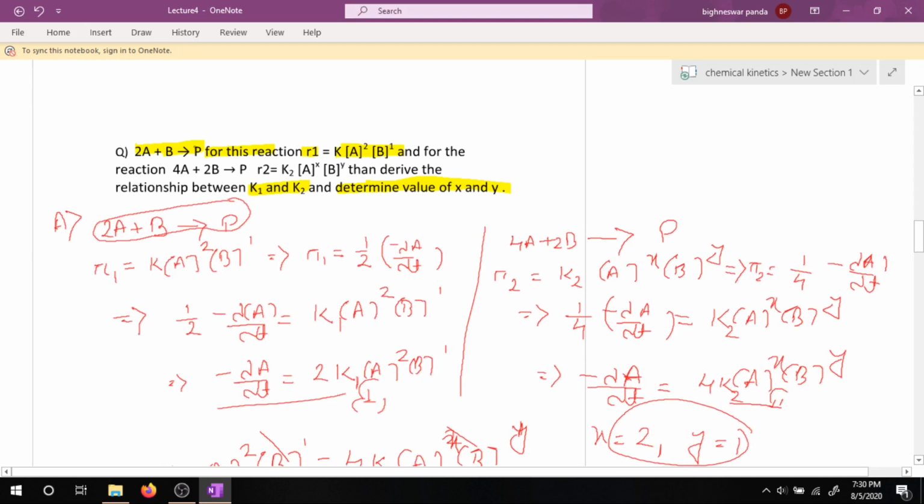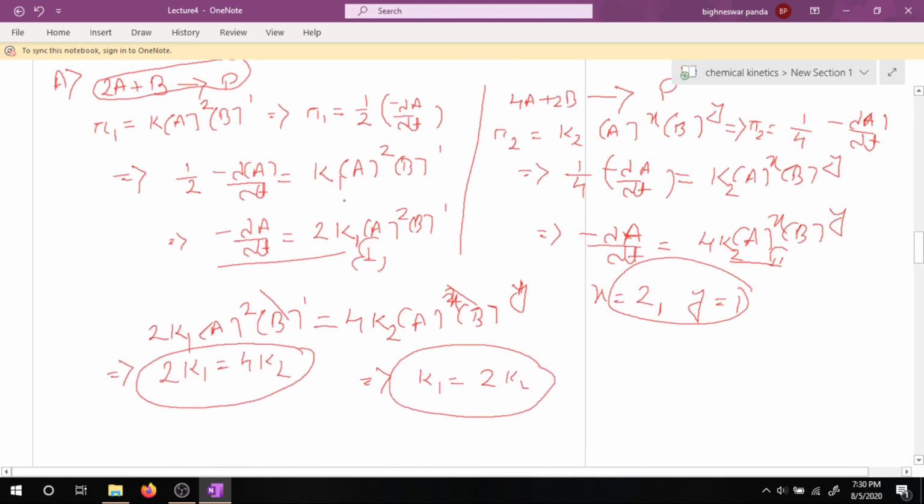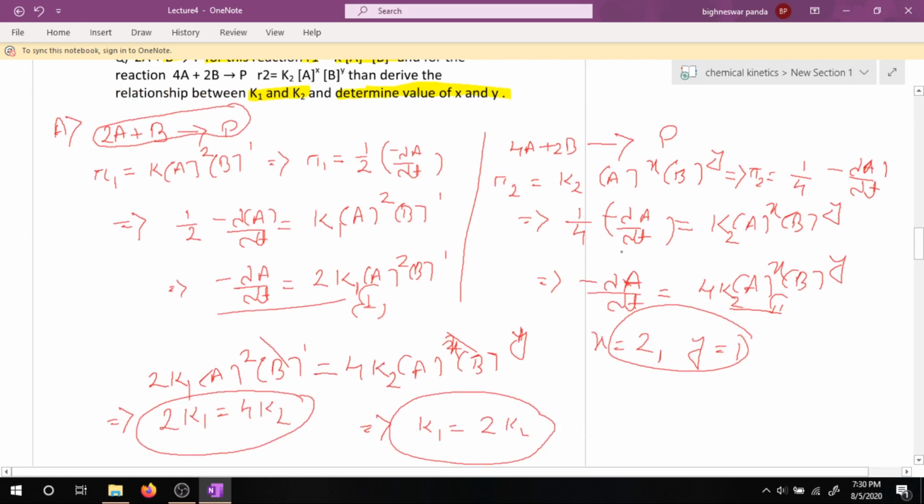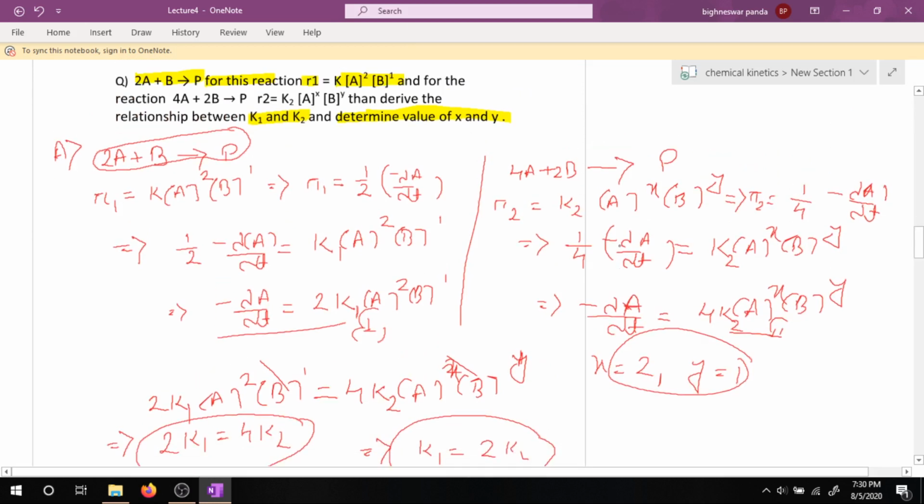Again I am reading this question. 2A plus B gives rise to product, for this reaction R1 is equal to k1 A to the power 2 B to the power 1, and for the reaction 4A plus 2B gives rise to product, R2 is equal to k2 into A to the power x B to the power y. So for two reactions, two rates are given with rate constants k1 and k2. Then derive the relation between k1 and k2, which I have already calculated: k1 is equal to 2k2, and for x and y, I got x is equal to 2, y is equal to 1.